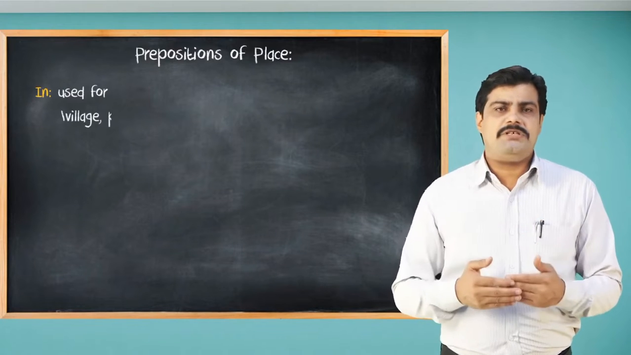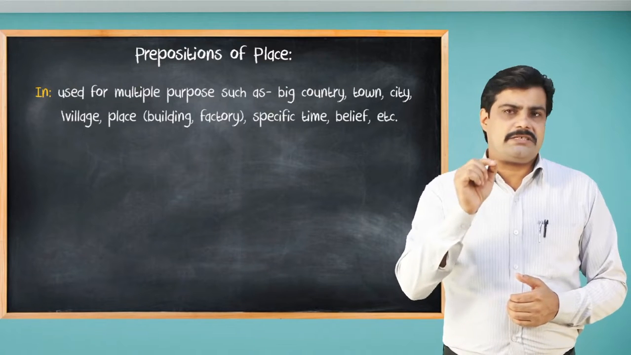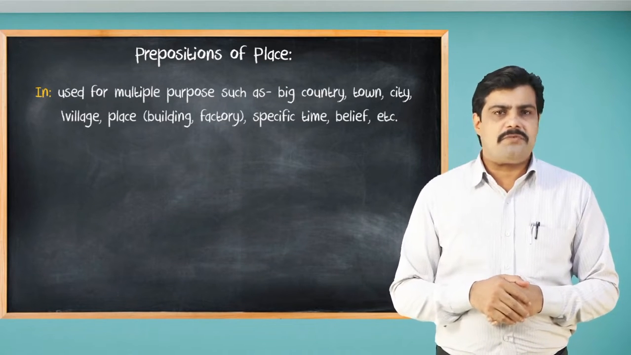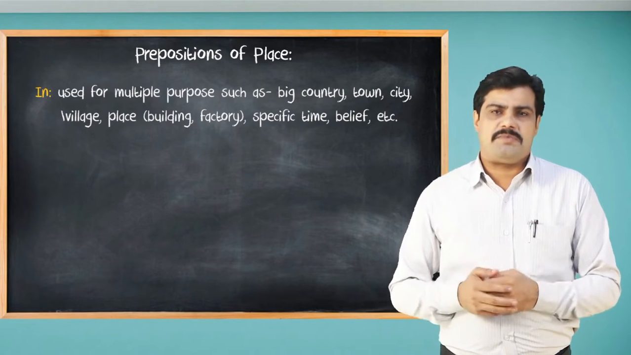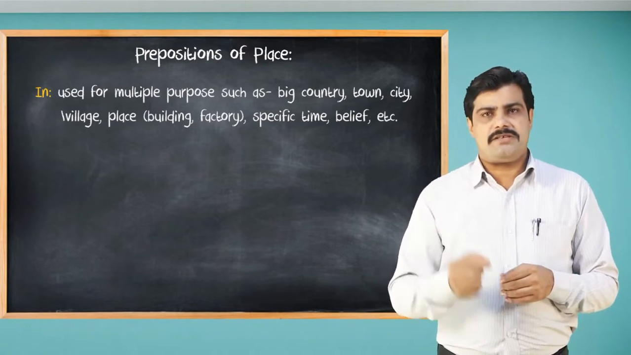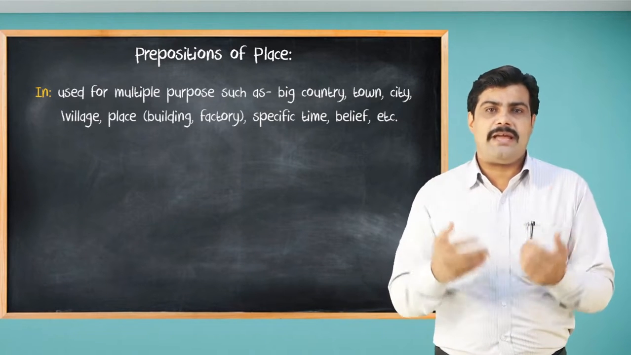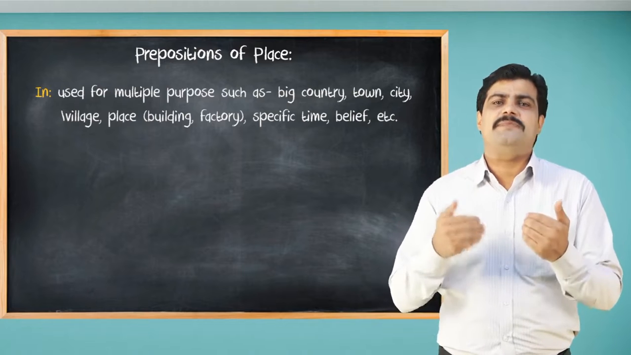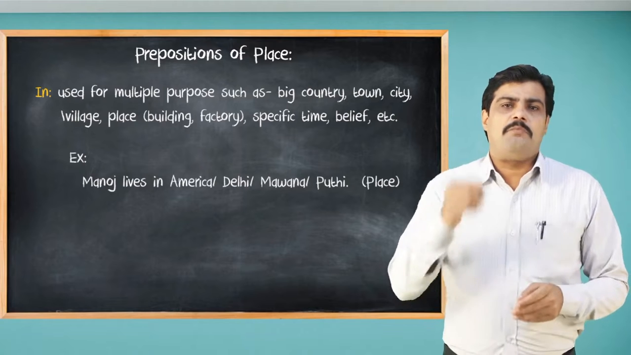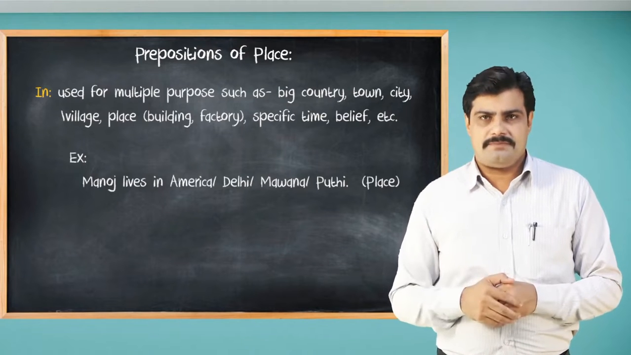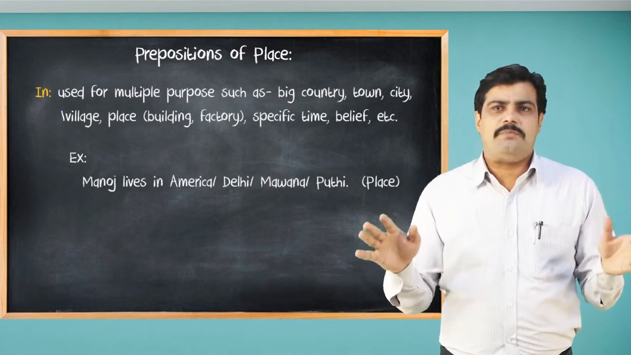Another is the preposition of place. In is the preposition which is used for places, and it is used for multiple purposes, such as for big countries we use in, town, cities, village, place, building, factory, specific time, belief, etc. For example, Manoj lives in America. Delhi, Putti, place. That is showing the place.